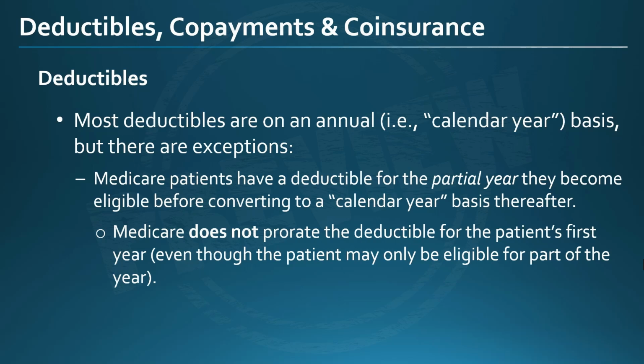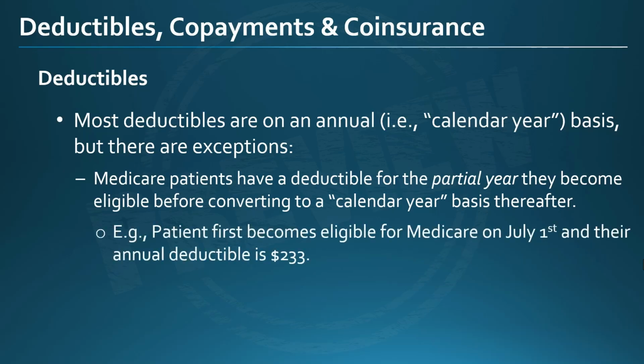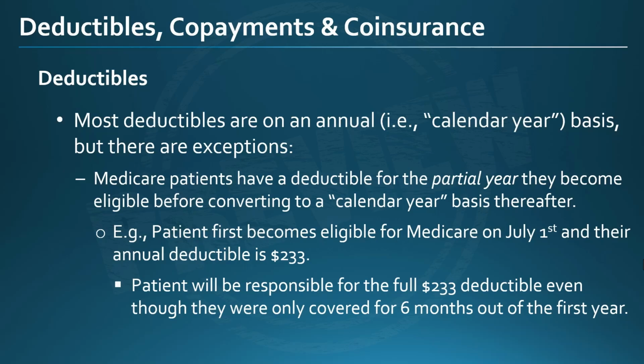Instead, the full annual deductible applies for the calendar year, even if the patient is only enrolled for a portion of it. For example, if a patient becomes eligible for Medicare on July 1st and the annual deductible is $233, the patient will still be responsible for the full $233 deductible for the remainder of that year. This is because Medicare deductibles are based on the calendar year, running from January 1st to December 31st, and not on when a patient's coverage begins.